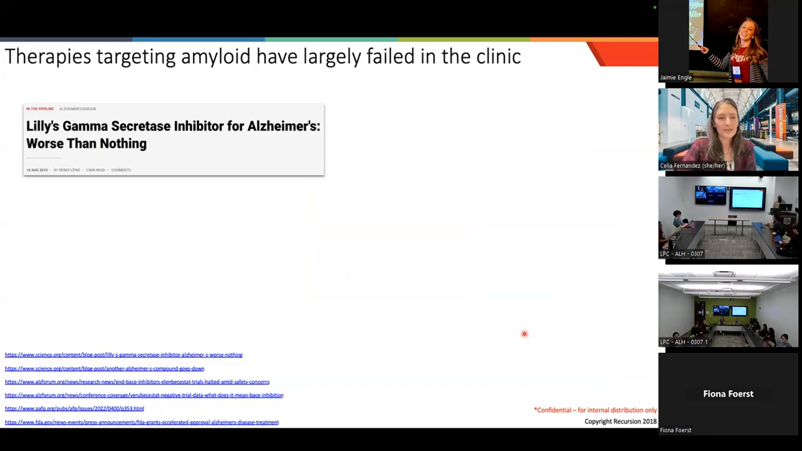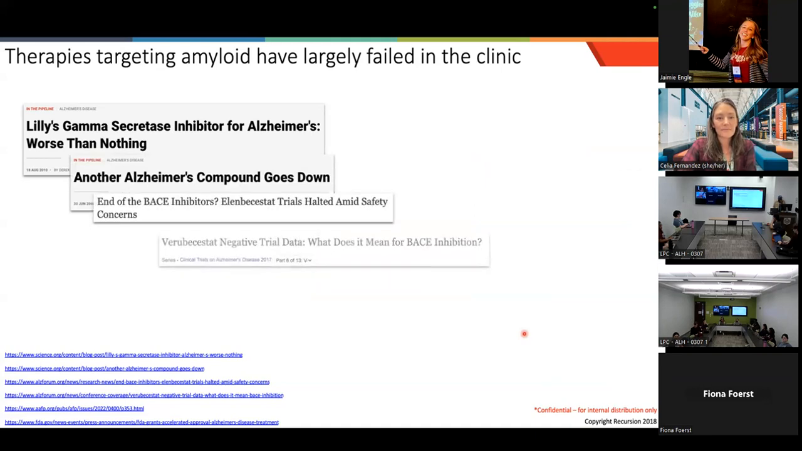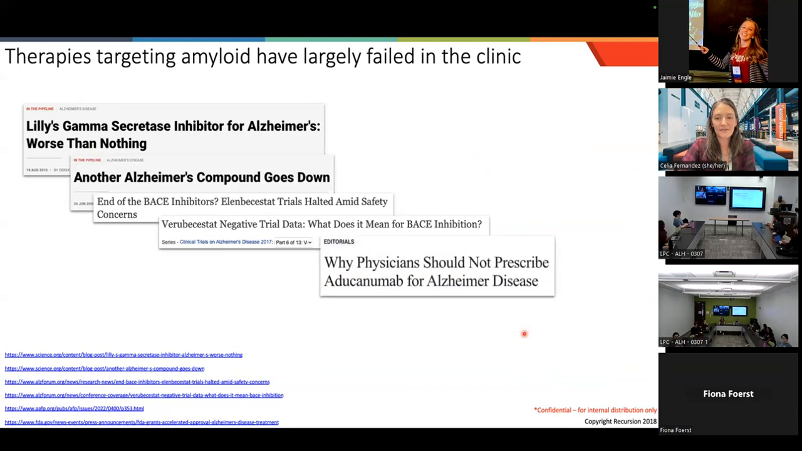And so, of course, that's not the case. Gamma secretase inhibitors, for example, were kind of notoriously terrible. Even beta secretase inhibitors, they weren't working. They were having adverse effects. Yeah, just failure after failure after failure.